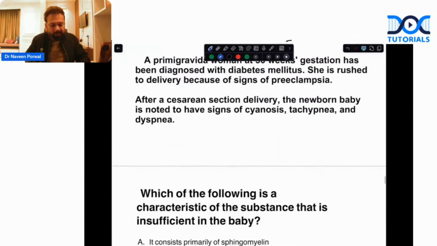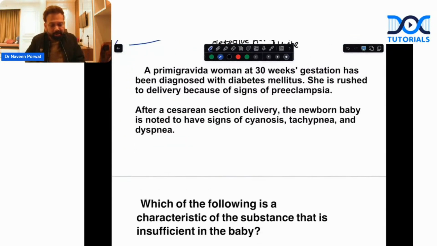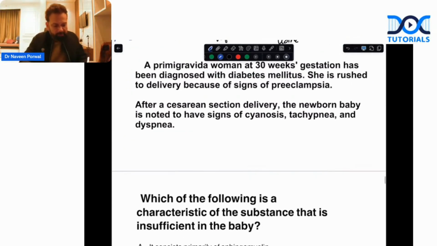Now, a primigravida woman at 30-week gestation has been diagnosed with diabetes mellitus.